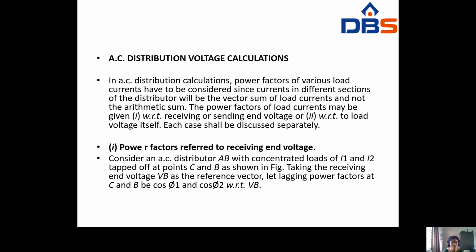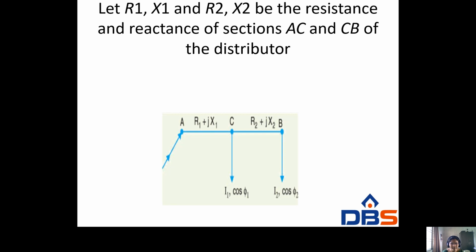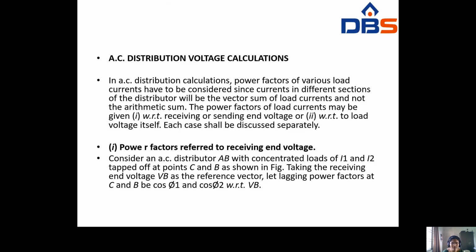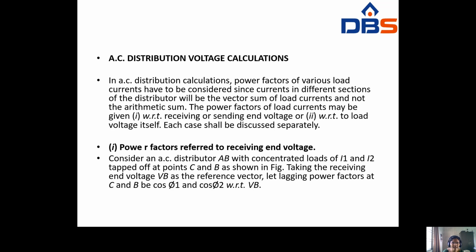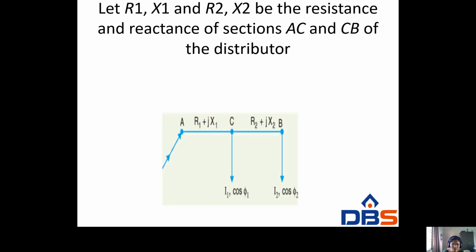Consider an AC distributor AB with concentrated loads of I1 and I2 tapped off at points C and B as shown in the figure. So this is one load C and this is another load B.